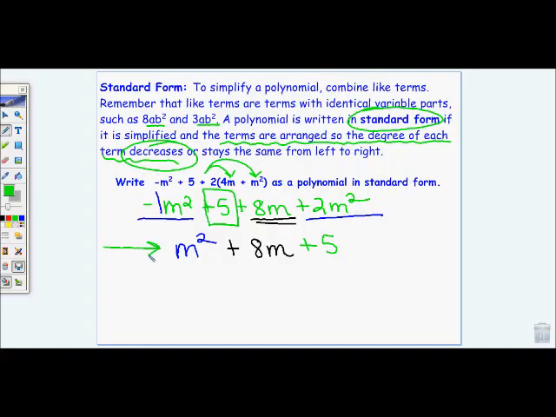This equation first was simplified, so I multiplied out the parentheses. Then I put it in the degrees, and the degrees need to go from greatest to least. So this now is in standard form.